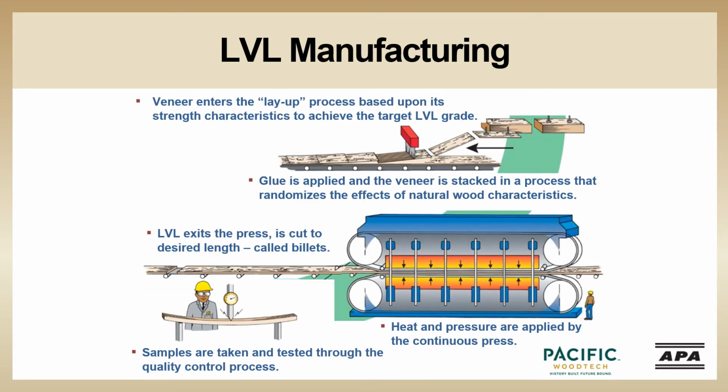Veneers enter the layup process based upon their strength characteristics to achieve the target LVL grade. Glue is applied and the veneer is stacked in a process that randomizes the effects of natural wood characteristics. The LVL exits the press and is then cut to its desired length, which is called a billet. Samples are taken and tested through the quality control process.